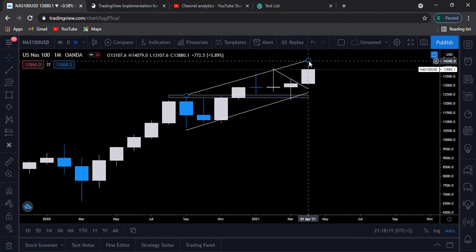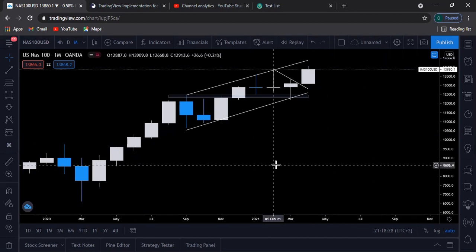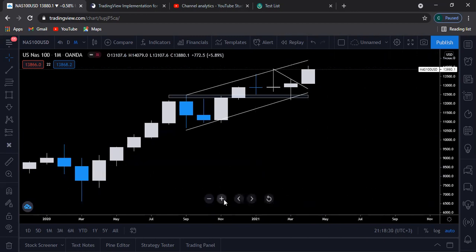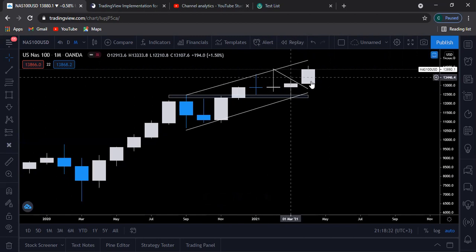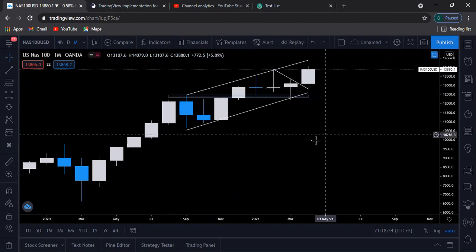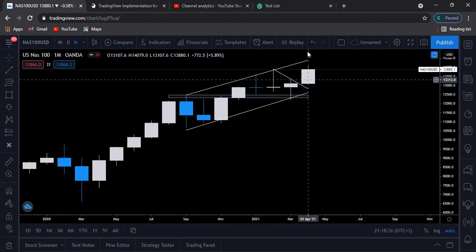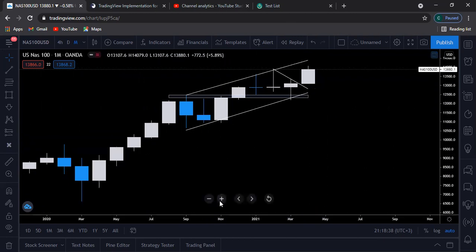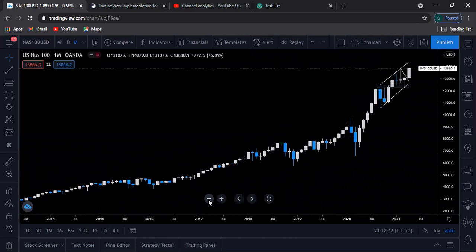So in today's video, we're going to be breaking down Nasdaq, the major pairs, and Volatility 75. Starting off with this Volatility 75, you can see that the month has just closed with a very strong bullish engulfing candlestick, confirming the trend.